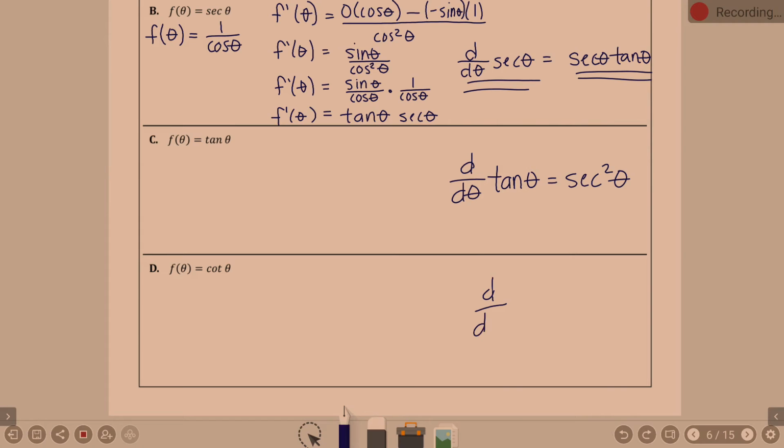Now, we're going to work this last one out so you can see the hows, but I'm entertaining guesses. What's the derivative of cotangent theta? Cosecant squared theta. Negative. Oh, shoot. Wow. Dang it, Sophie.